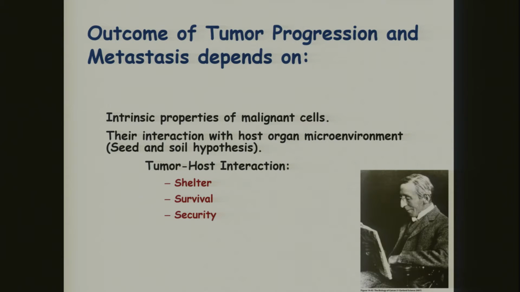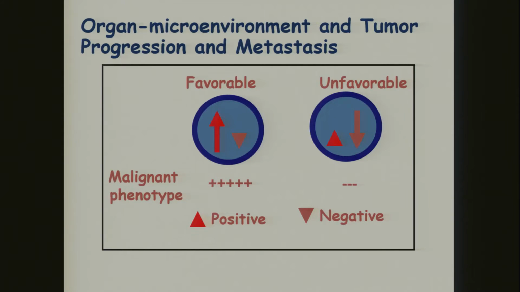What the environment does for the tumor is it provides shelter, it gives them survival benefit, and it gives them security. This is the homelessness I was talking about. They have to find the right home where they can survive and feel secure, and the host provides that. And in most cases, if the host is not supportive, although these tumor cells will reach there, they will never form a tumor or metastasis.